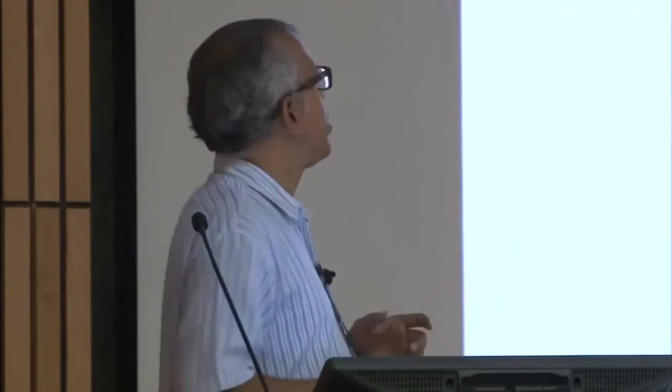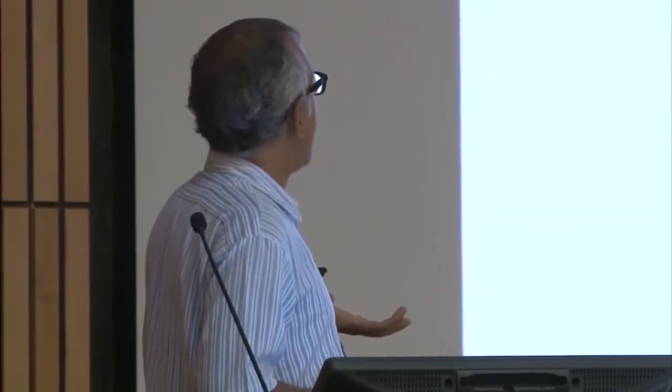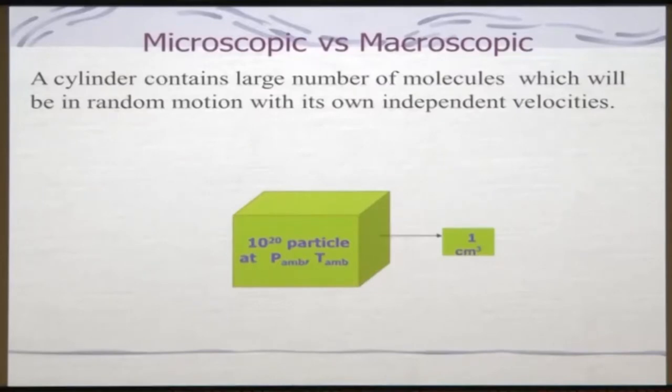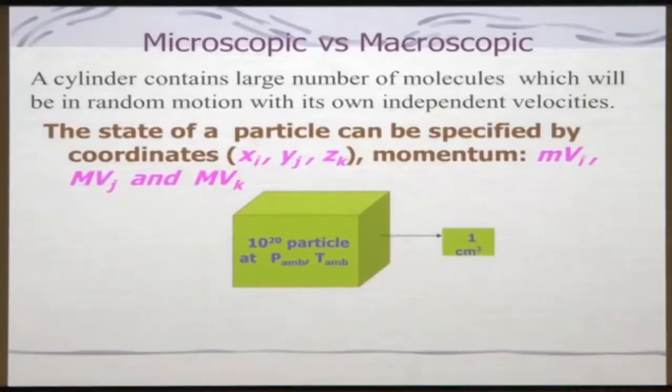It will be changing. And as a result, what will happen? If I take a small slice from the cylinder, 1 cm³, how many particles will be there? It will have something like 10^20 particles, meaning molecules, right? You can think of particles as molecules, and these are very big numbers, right? Now, I want to look at each individual particle, how they are doing. The state of a particle can be specified by the coordinate system.